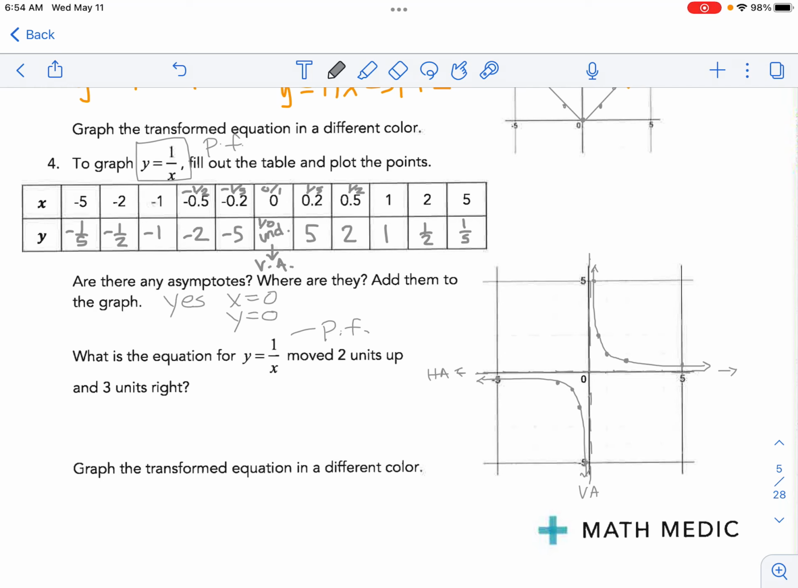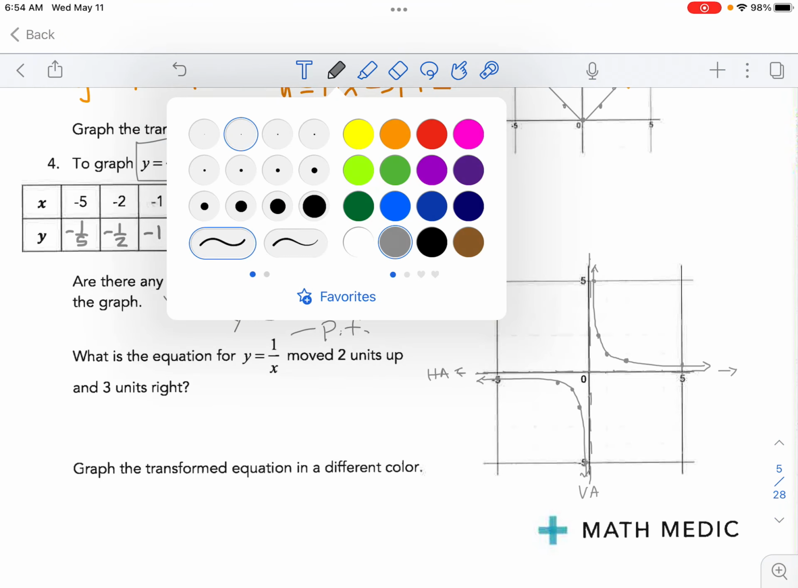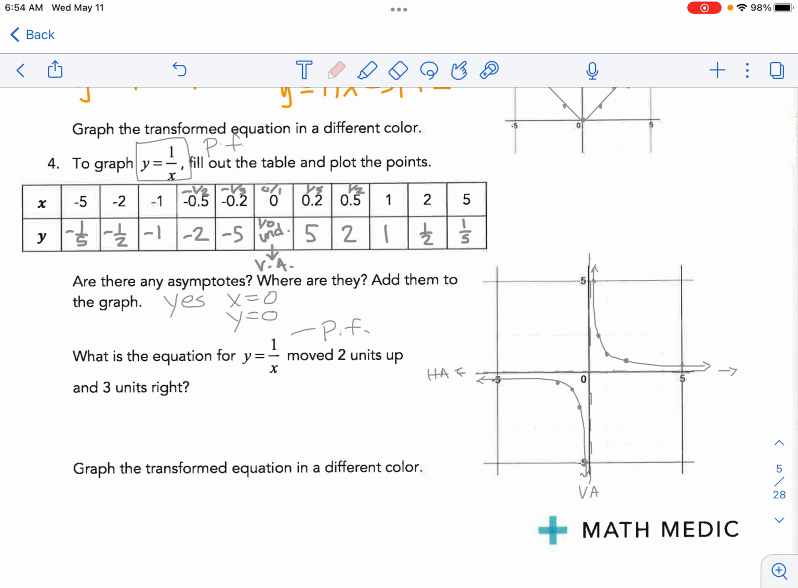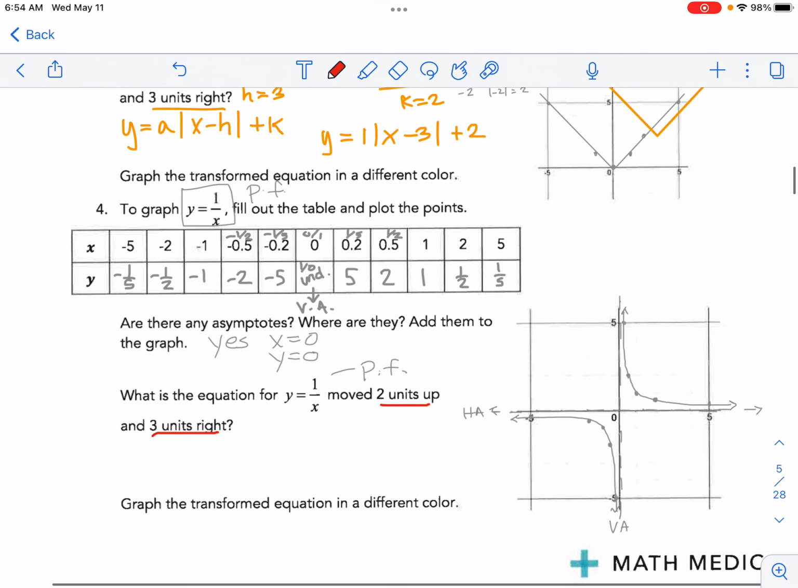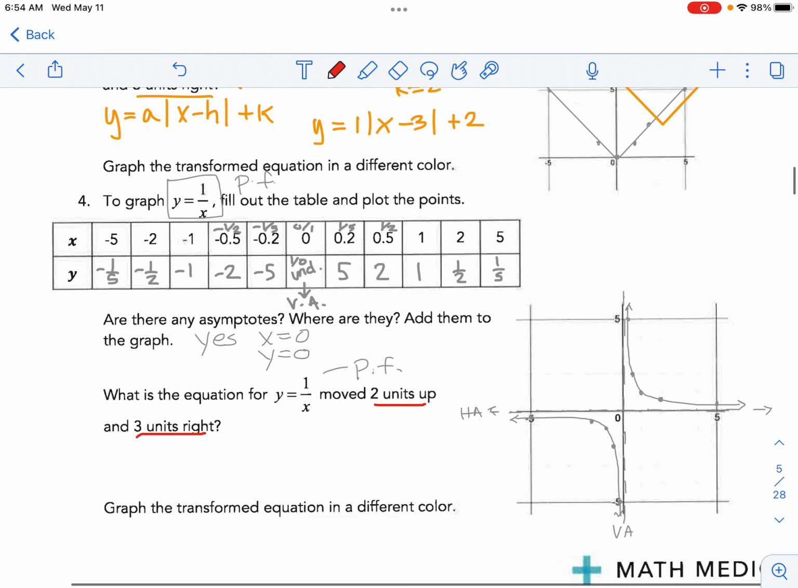Okay, so now we want to translate this. I am going to translate this 2 units up, 3 units to the right. So how does that look when we're writing it? We can't really call this vertex form because we don't have a vertex like we had on the other functions. But the h's and the k's follow the same pattern. The h goes with the x and the k hangs out on the end, right?